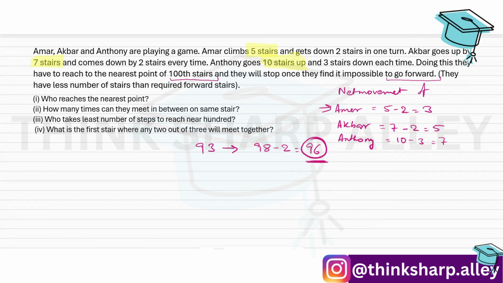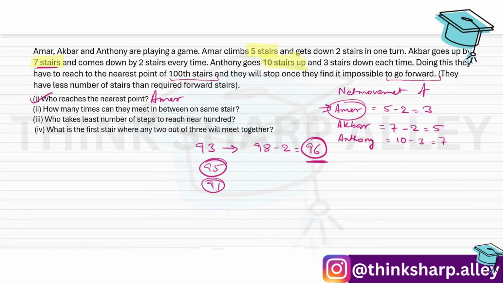Whereas Akbar, if I see the multiples of 5 in the 90s, we have 95. So he can reach 95. But after 95, can he go 7 stairs forward? No, right? Because the 100th stair is the last stair. So Akbar stops at the 95th step. And Anthony, let us see the multiples of 7 in the 90s, which is 91 itself. After 91, Anthony also stops because he cannot go 10 stairs up. So Anthony stops at 91. So clearly, who reaches the nearest point? It's Amar. So the answer here will be Amar.